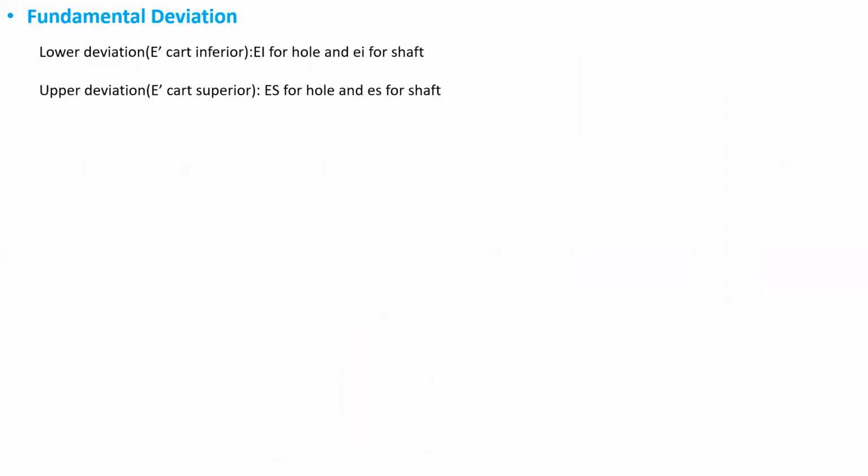A little more on fundamental deviation. Lower deviation is also known as ecart inferieur. It is represented by uppercase EI for a hole and lowercase ei for a shaft. Similarly, upper deviation is also known as ecart superieur, and it is designated as ES, uppercase ES for a hole and lowercase es for a shaft. And for a shaft, the lower deviation is equal to the upper deviation minus the tolerance grade. And a similar relation is applicable for the hole also.